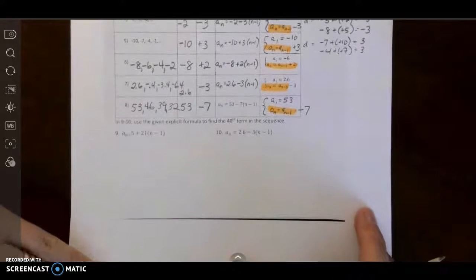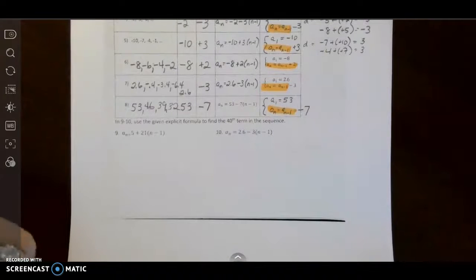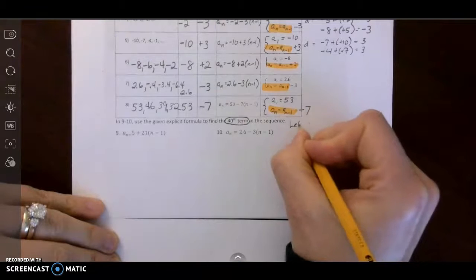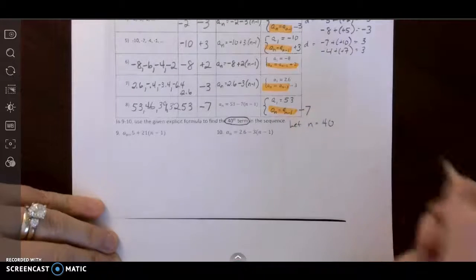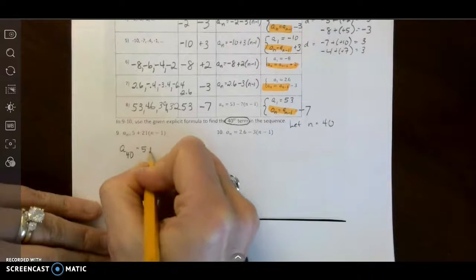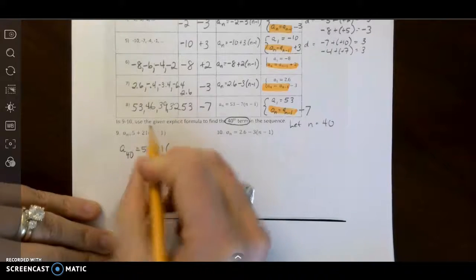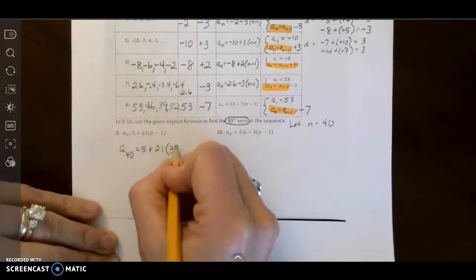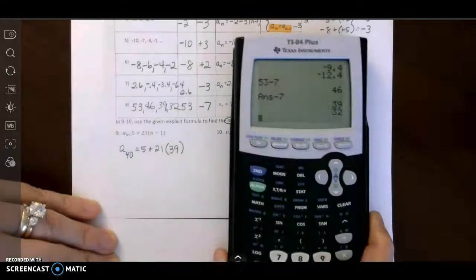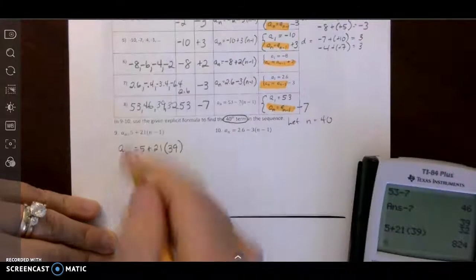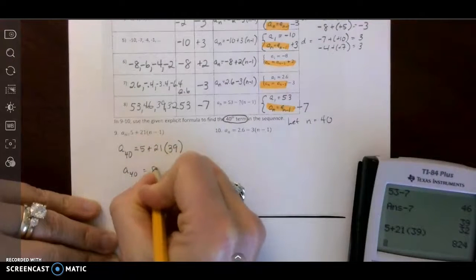And let's go to 9 and 10. In 9 and 10, you're to use the given explicit formula to find the 40th term in the sequence, which means you're going to let n equal 40. So a sub 40 is 5 plus 21 times, I actually do this in my head. I know that 40 minus 1 is 39. And then I can just type this into my calculator. 5 plus 21 times 39, and I get 824.